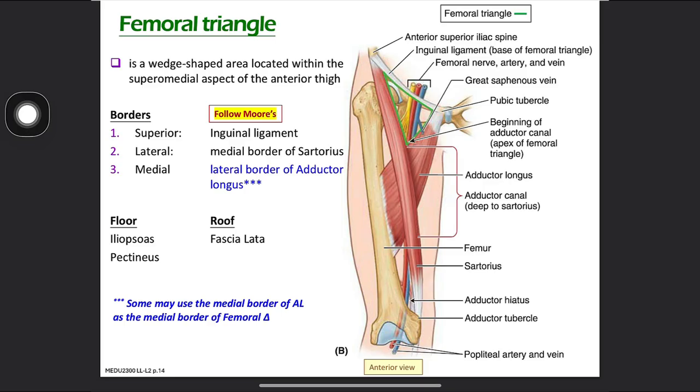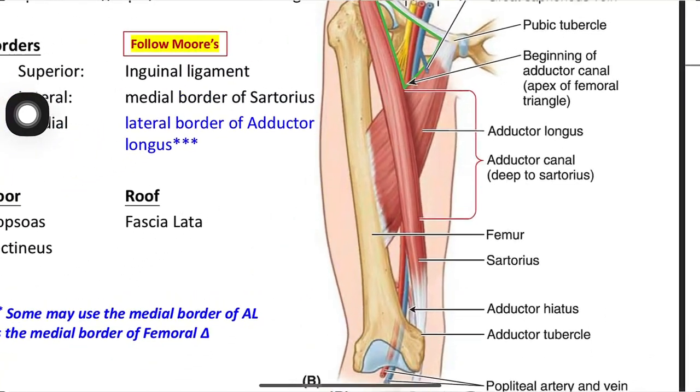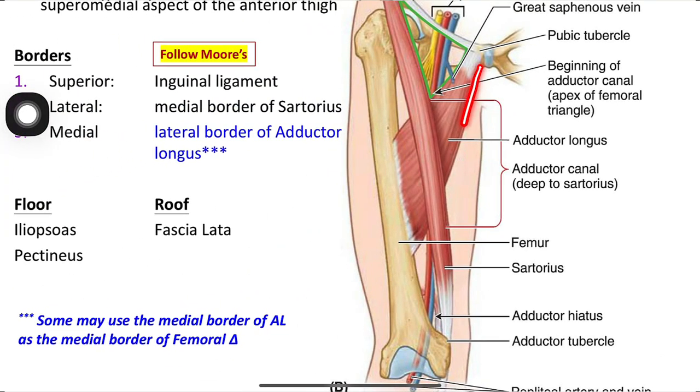So that's why if you see some other textbooks, they use the medial border. No, I'll draw it for you now. If you're referring to other textbooks, then this is the femoral triangle under the other definition. There's no right or wrong. Some people think that if we follow Moore's, the femoral triangle is too small.